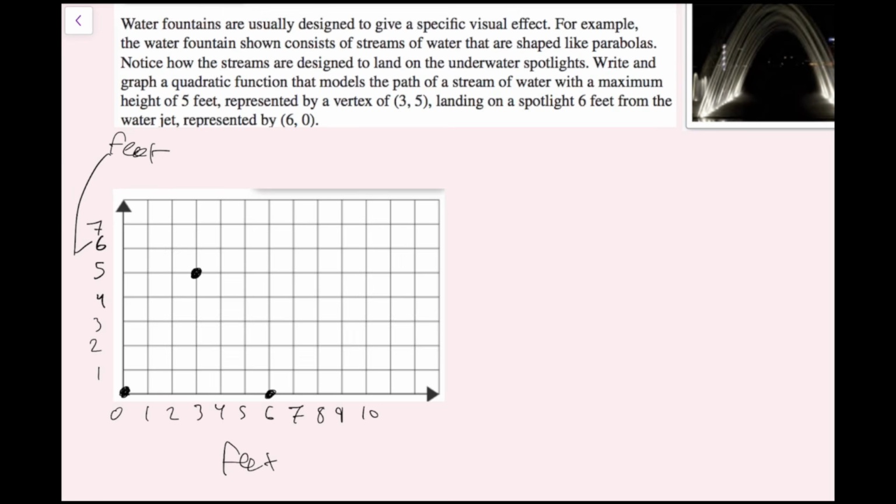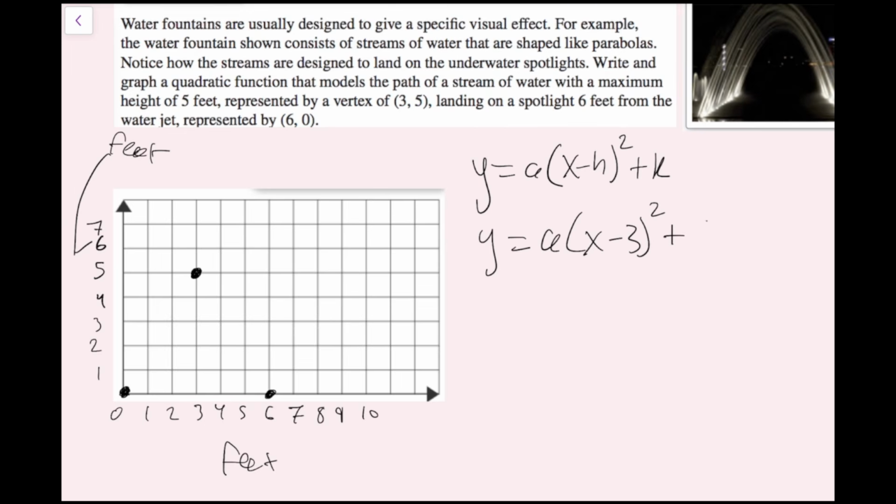Okay, but writing a function is going to be a little bit trickier. I'm going to use vertex form. This would work if we had used standard form as well, but vertex form is going to be a little easier. For vertex form, I have y equals a times x minus h squared and then plus k. Well, I know my vertex. My vertex is 3, 5. So I'm going to plug in 3 for h and then 5 for k. So I have y equals a times x minus 3 all squared and then plus 5.